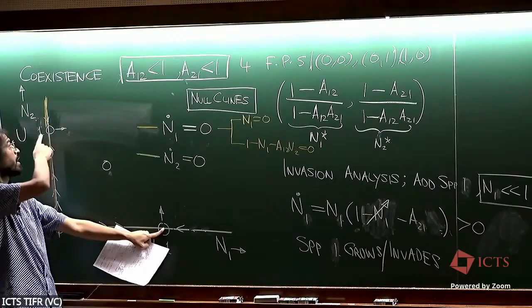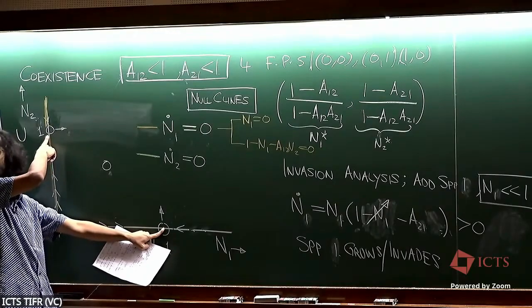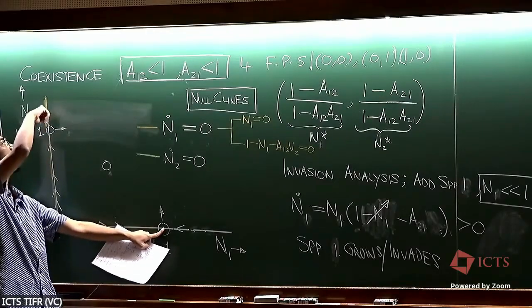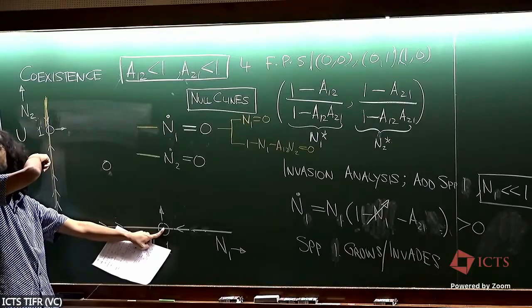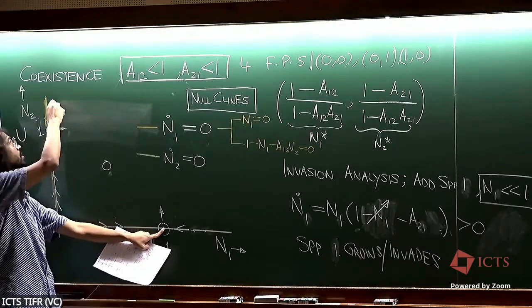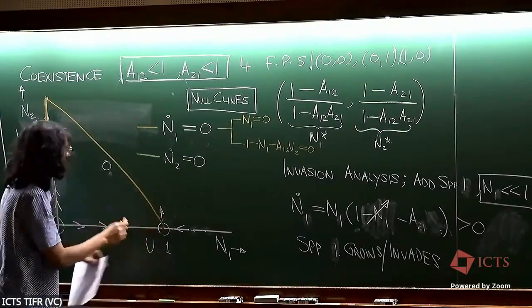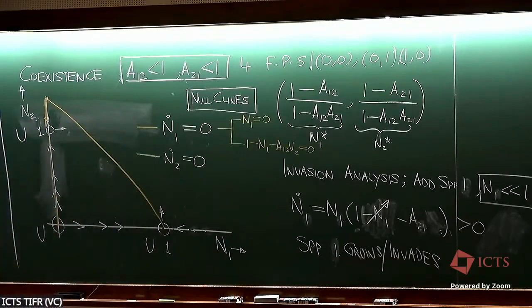And when N1 is 0, N2 is 1 over A12, right? And is 1 over A12 above 1 or below 1? Above, right? Because A12 is less than 1. There's 1 point here, and there's 1 point here. That's our line. Okay? That's 1 over A12. Okay, these are our two nullclines for species 1.